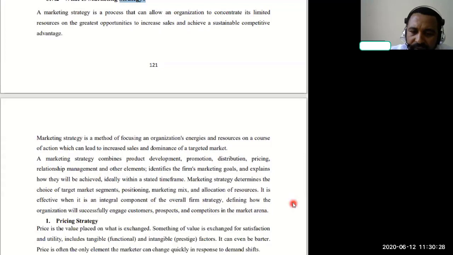So the marketing strategy will determine the choice of the target market segment. In marketing strategy, the first step is to identify the target market. Before we identify the target market, we have to choose the appropriate market segment. Market segmentation is the process of dividing the market into smaller groups. Once they divide the market into smaller groups, they have to select the best or the appropriate target market. Once they select it, they have to put their product brand in the minds of their customers. The process of putting the brand of the product in the minds of the customers is known as market positioning, or simply positioning.